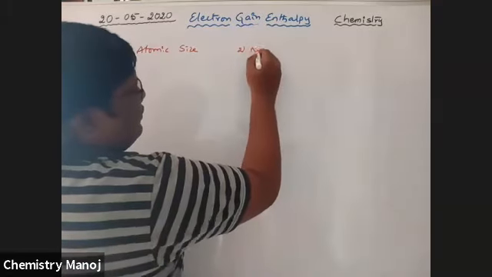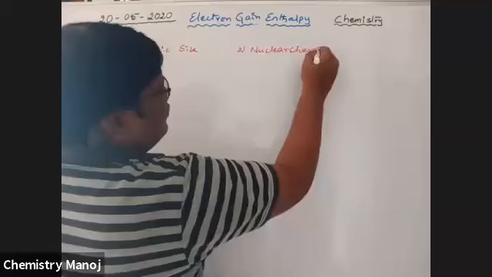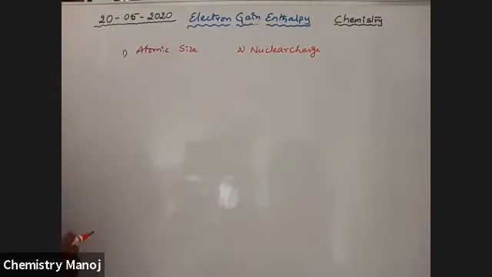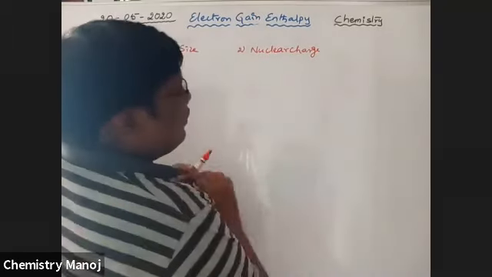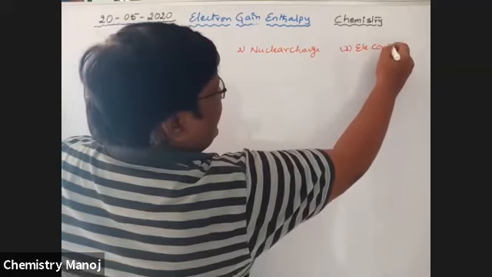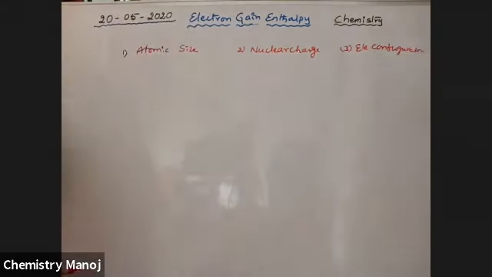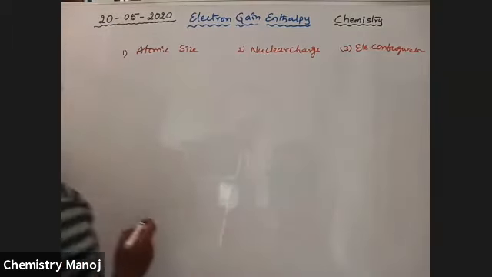Second one is nuclear charge. Third one is electronic configuration. These are the three factors which influence electron gain enthalpy. So now, we are going to discuss them one by one.